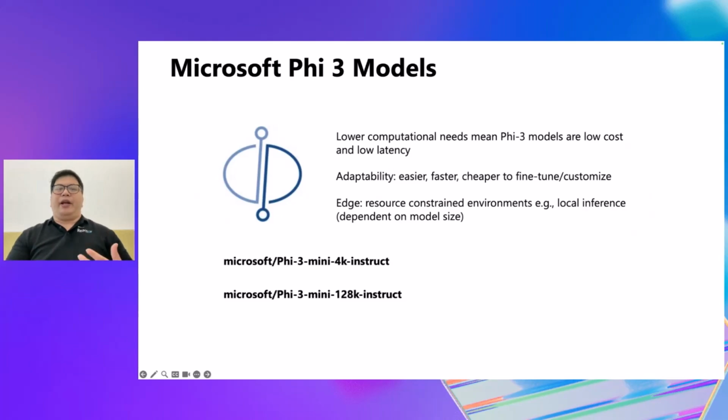This time you can download the Phi-3 mini version on Hugging Face, with 4K instruct or 128K instruct. I love Phi-3 models because you can choose different models for different environments. For example, you can deploy the Phi-3 mini model to mobile and edge devices, or your AI PC. Low computation means Phi-3 models are low cost and low latency, easier, faster and cheaper.